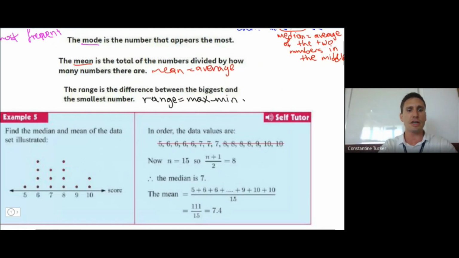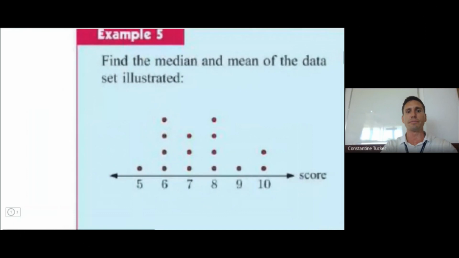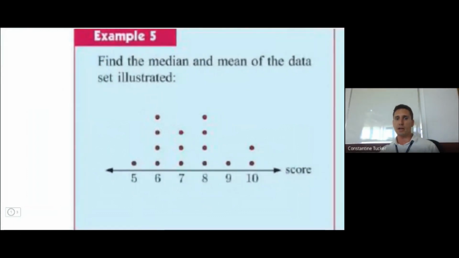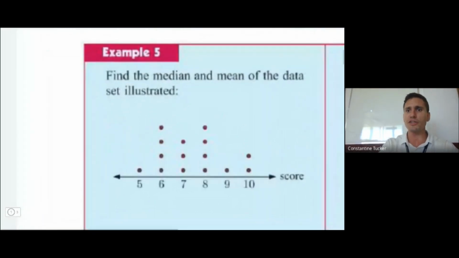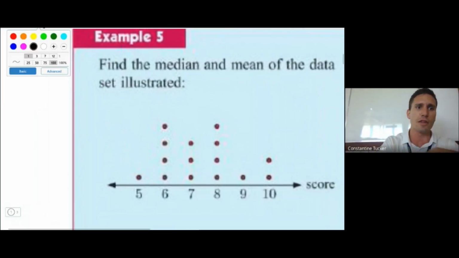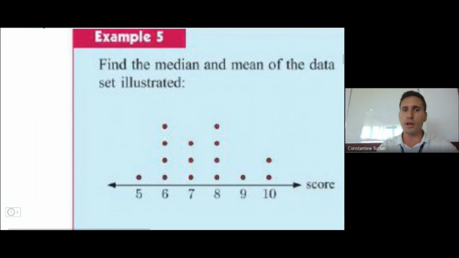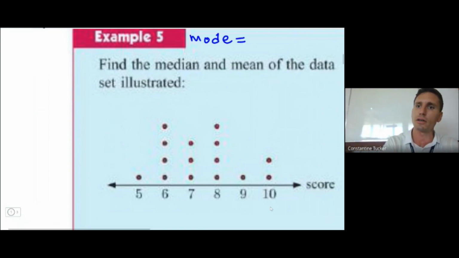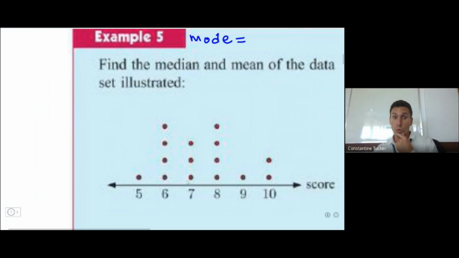Moving on to an example. Okay, so this is the data set. Here it is. Now they're asking us to find the median and the mean, and what we can also do is find the range and mode. I don't see why not. Let's do it all. Let's start with a bonus question, the one I just mentioned: the mode. Which one of the numbers would be the mode here? 8 or 6.